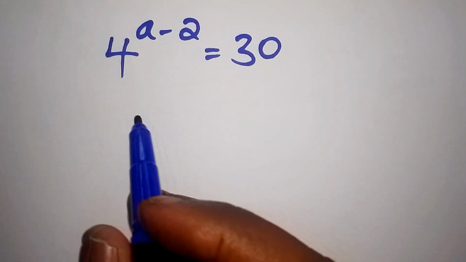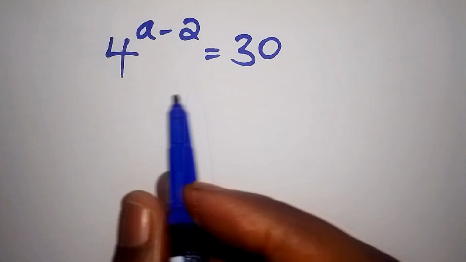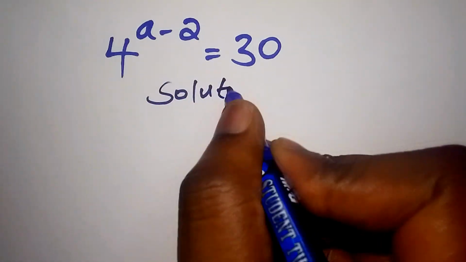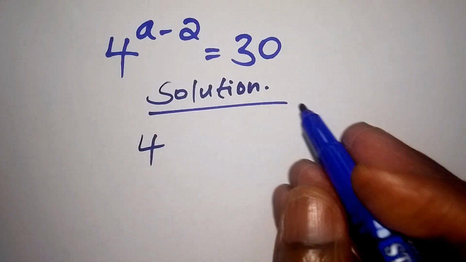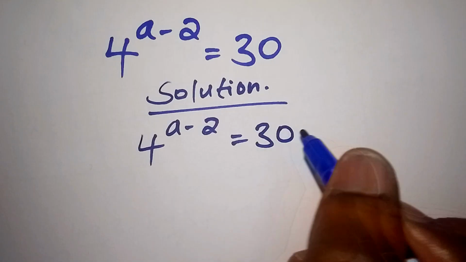Hello, have you ever come across such a maths problem? Don't worry, let's take the shortest time possible to solve it. So, solution. This is the maths problem that you have: 4 to the power of a minus 2 is equal to 30.